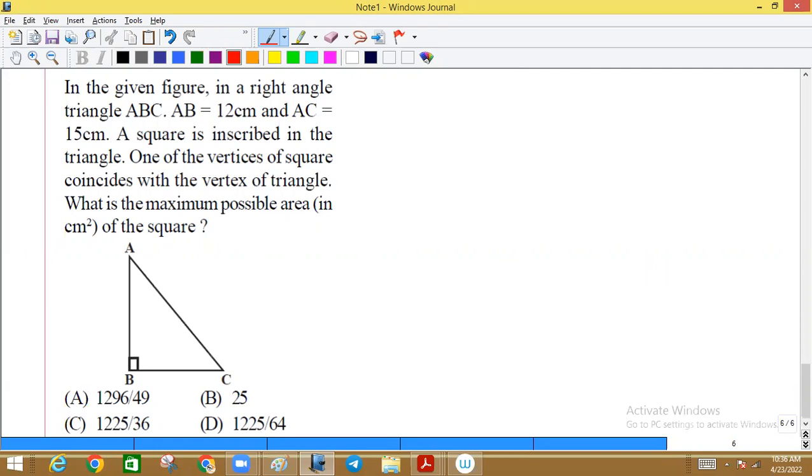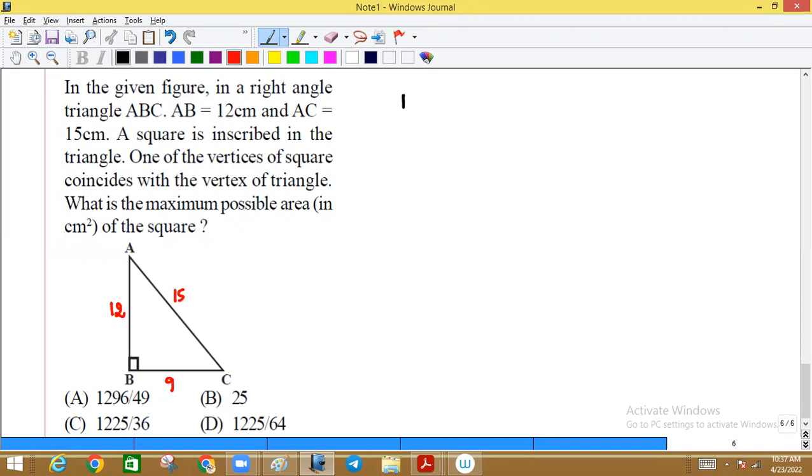In the given figure, in a right angle triangle ABC, AB is equal to 12, AC is equal to 15. A square is inscribed in the triangle. One of the vertices of the square coincides with the vertex of the triangle. What is the maximum possible area of the square? First of all, can you tell me what is the side of the square? If AB is 12, AC is 15, 3 5s are, 3 4s are, therefore 3 3s.